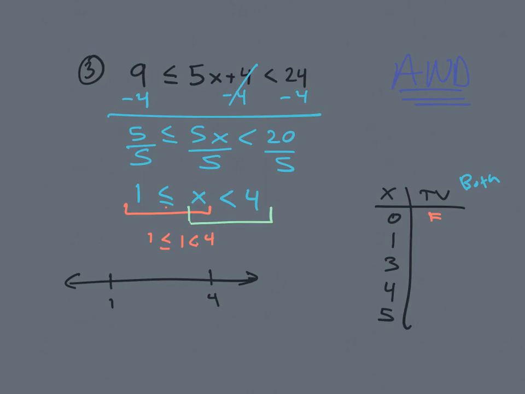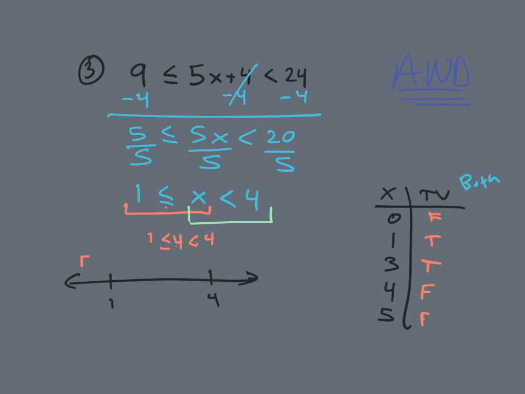1 is greater than or equal to 1, so that's true. If I change that to 3, it fits. 3 is between 1 and 4, so that works, so that's true. But as soon as I change it to a 4, it doesn't fit, because 4 is not less than 4. So it's false. 5 won't fit in there either, that's false.